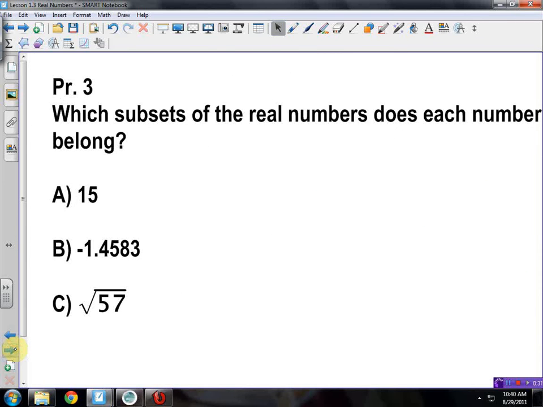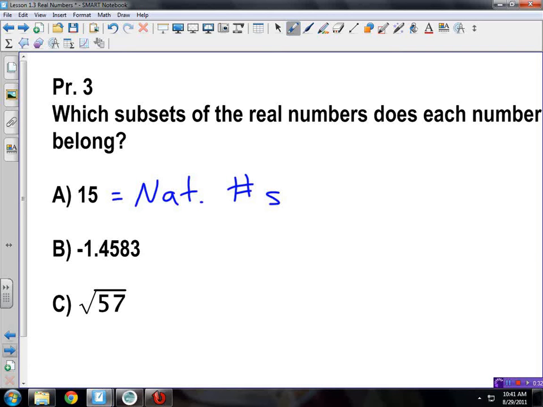All right. Now, knowing the subsets of real numbers, which set does each one belong to? 15. Which subset does that one belong to? Even smaller than whole numbers. There we go, natural number. It does belong to the whole numbers, but I want to get the smallest ones. So this one is natural numbers.